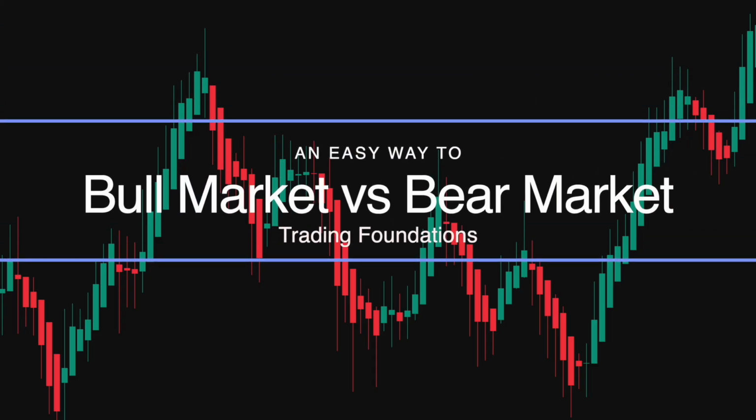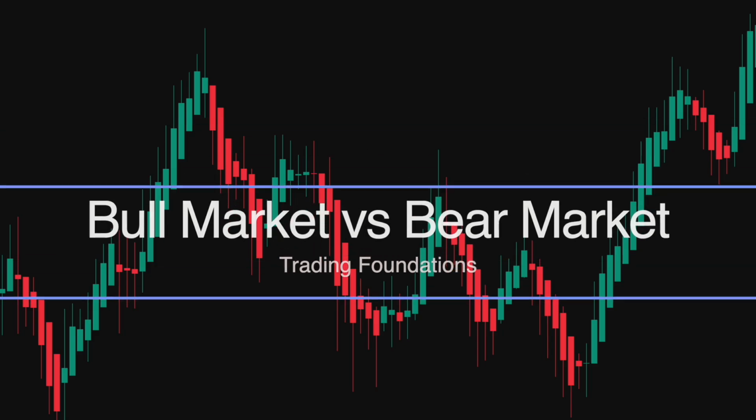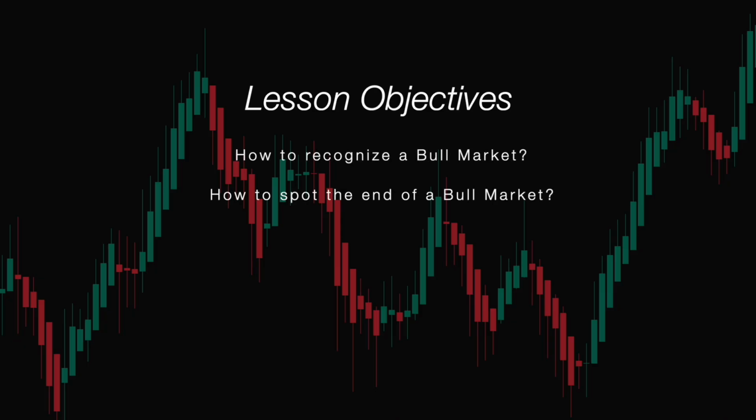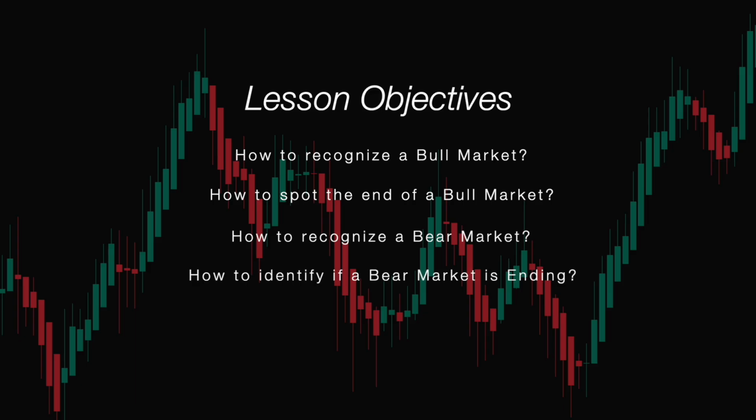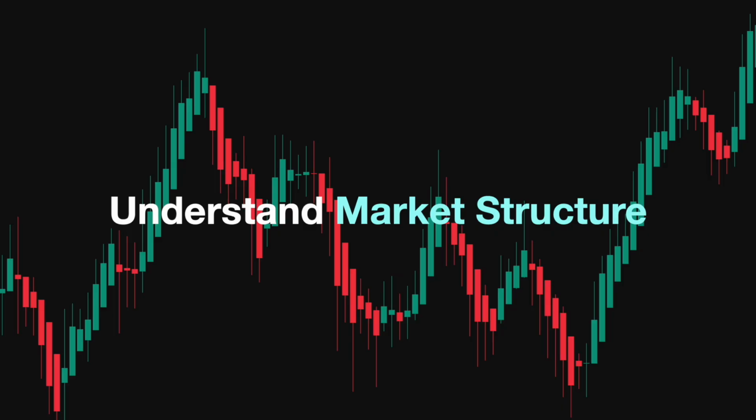In this video, we're going to break down bull markets and bear markets, what they are, how to identify them, and why they matter. You'll learn how to recognize a bull market, how to spot the end of a bull market, how to recognize a bear market, and how to identify when a bear market may be coming to an end. This is not about prediction, it's about understanding market structure and momentum. Once you understand these phases, your trading decisions become clearer and more disciplined. Let's get started.